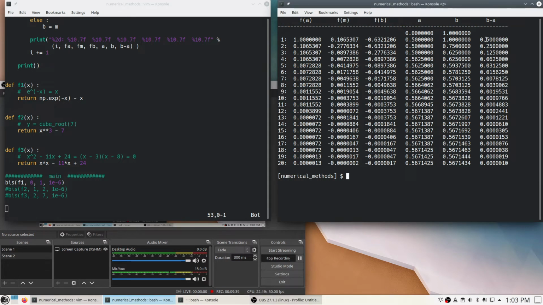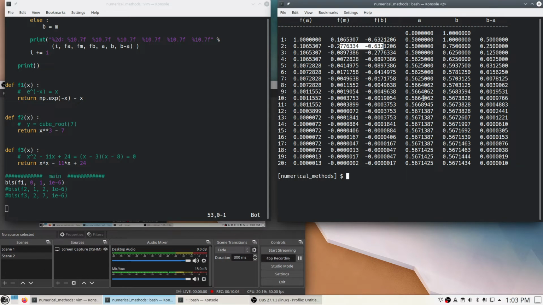And so we see the difference between B and A now will be this. And then we're going to move in. It looks like B is the one that moved in because right here we can see F of B and F of M are the same sign. So these move in. So first A shifted in, now B is shifting in. Looks like B shifts in again.